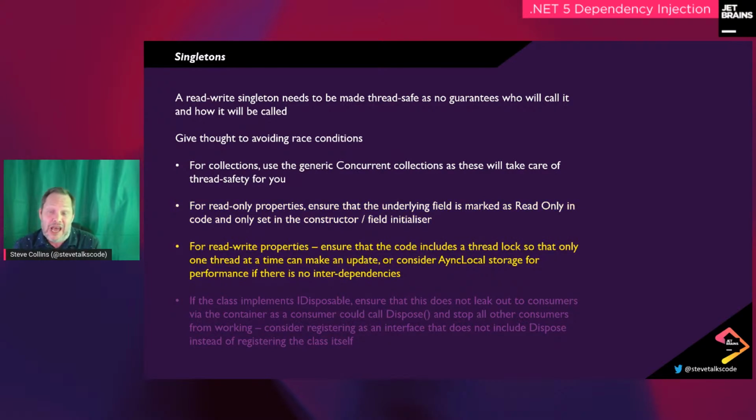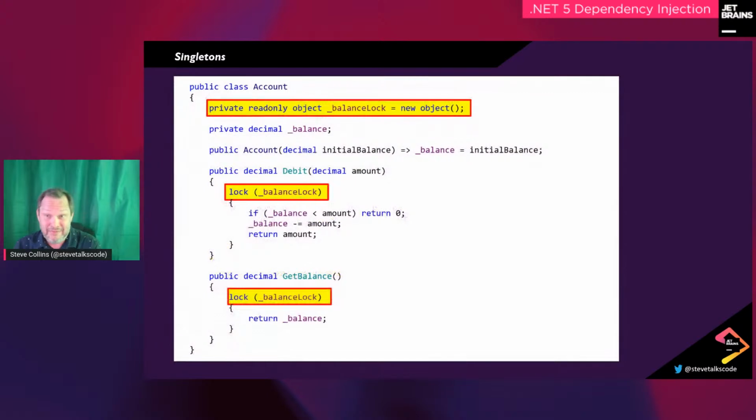If those properties really do need to be read-write, you may have to resort to using a thread lock. Now, this is contentious, but bear with me. So in this slide, we can see that we're ensuring all property access is managed by a thread lock. That way we can ensure that the value is only changed by one thread at any one time.